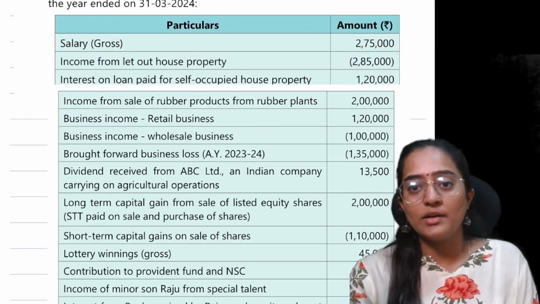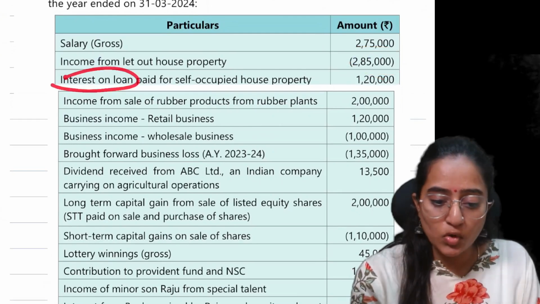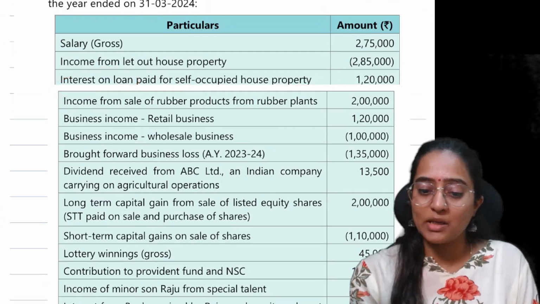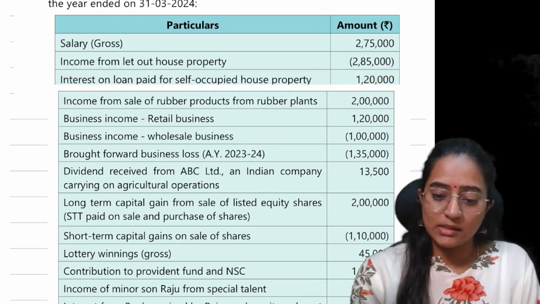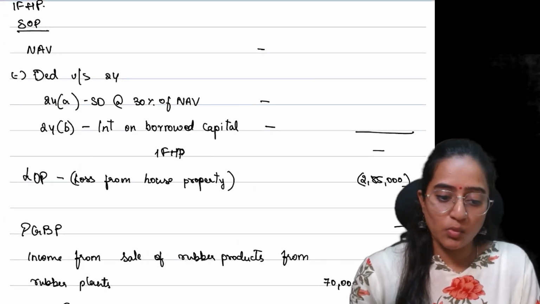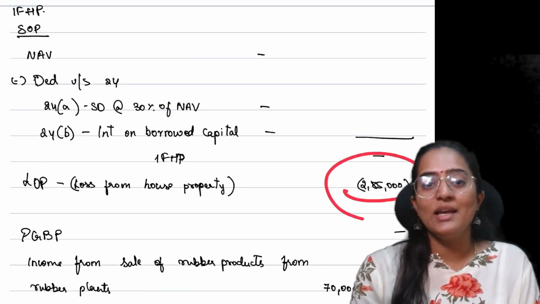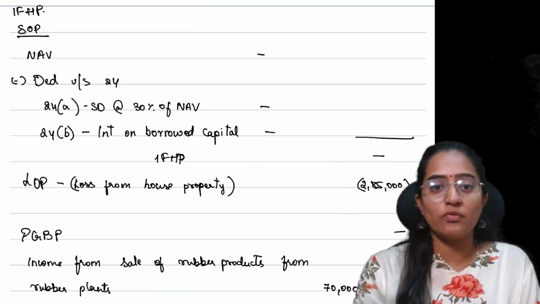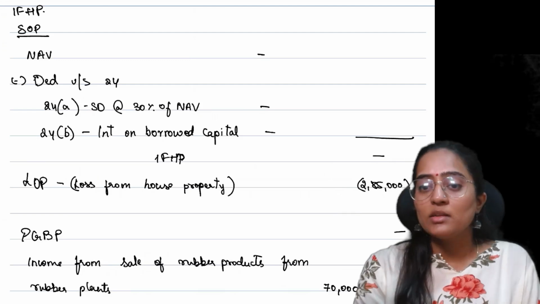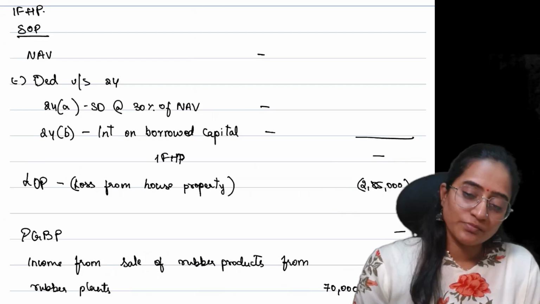And under income from house property, you already have loss from LOP. But remember, under 115BAC, interest on loan paid for self-occupied property is not allowed as deduction. Hence, you cannot consider the same. The 2,85,000 loss, whatever you have, will be carried forward to the next assessment year. And also, inter-head set off of losses is not available under 115BAC.